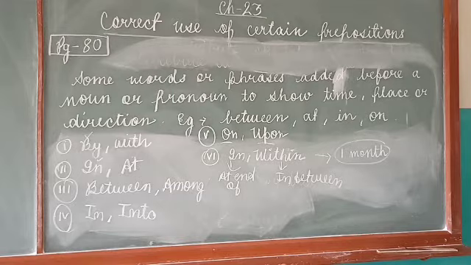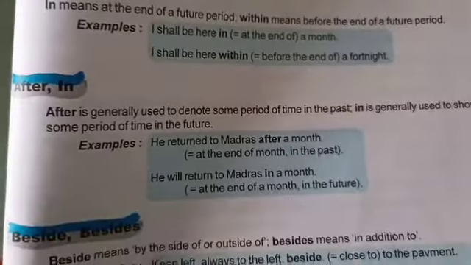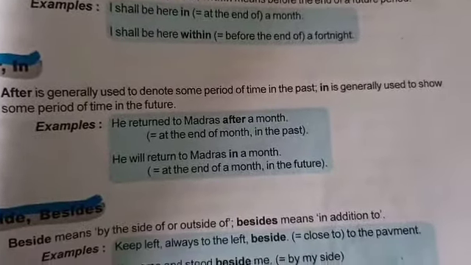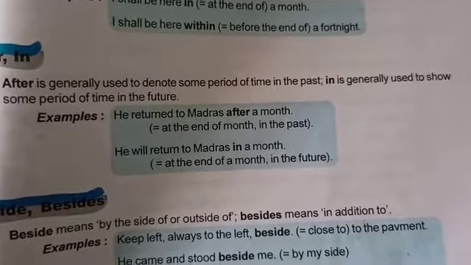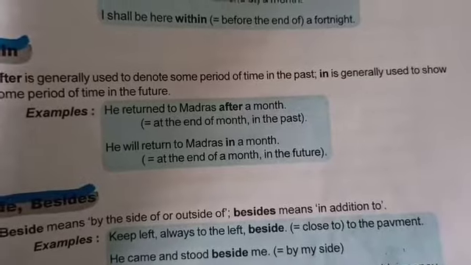Now the next type of prepositions are after and in. After is generally used to denote some period of time in the past. In is generally used to show some period of time in the future. So, after and in.